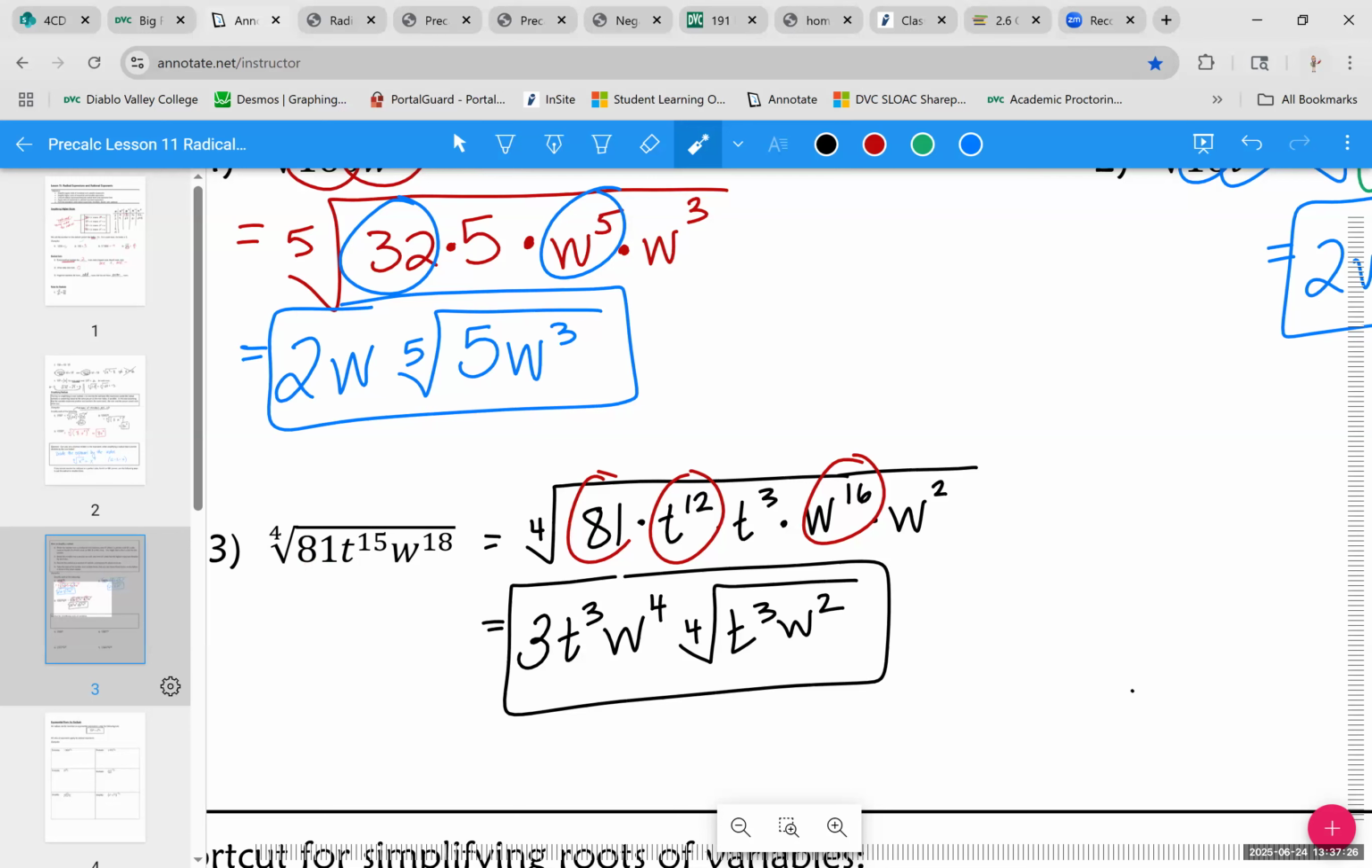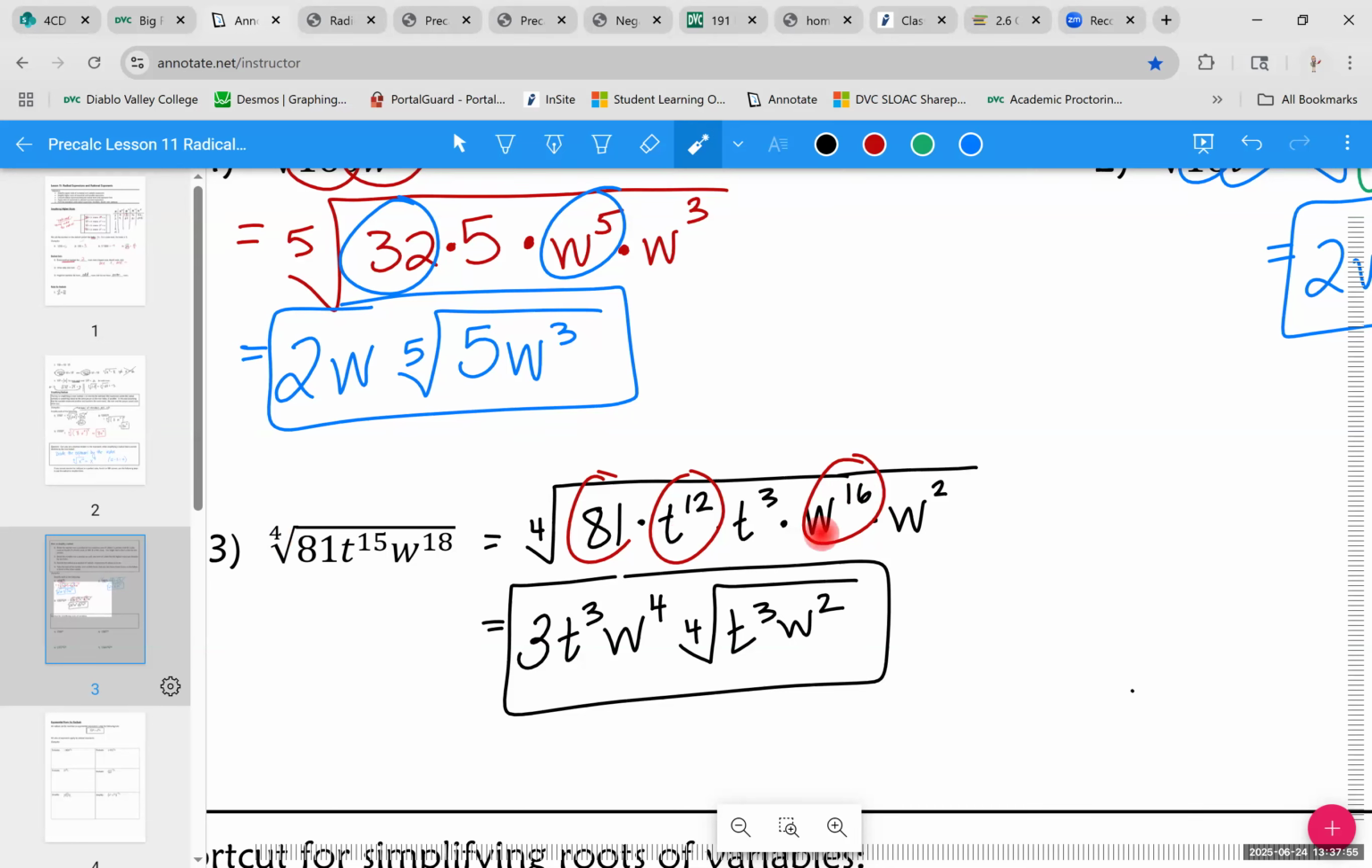I saw that 81 is a perfect 4th already, so I don't need to break it up. I'm just going to leave it there for now, and I'll take the 4th root of that. T to the 15th, since I'm looking at an index of 4, the greatest multiple of 4 less than that would be 12. So I have t to the 12th times t to the 3rd. And 18 here would give me w to the 16th times w squared, again, 16 being divisible by 4.